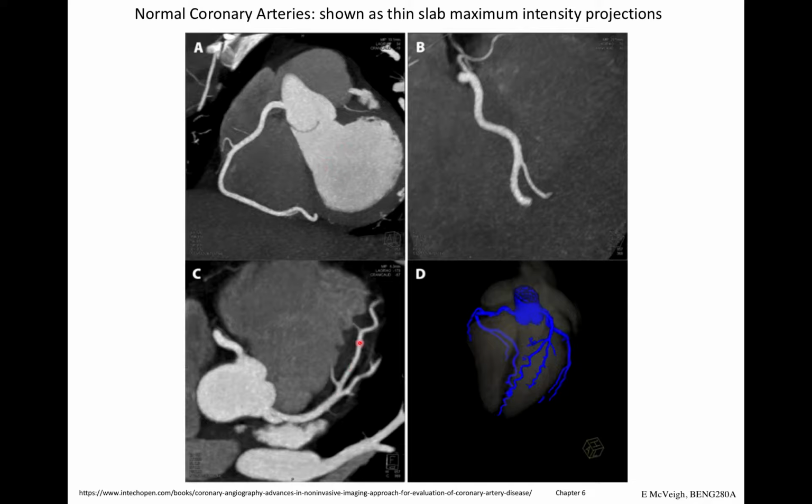This is the left anterior descending coronary artery. This is the right coronary artery, and you don't have to be a rocket scientist or even a trained radiologist to look at that and say, well, that vessel looks pretty normal, right? It's just a nice uniform shape. It's wide open. It's normal, right?